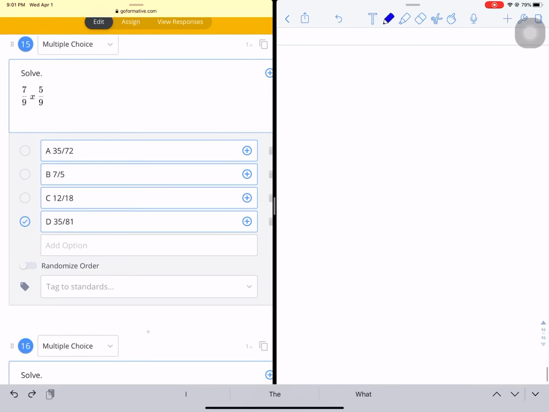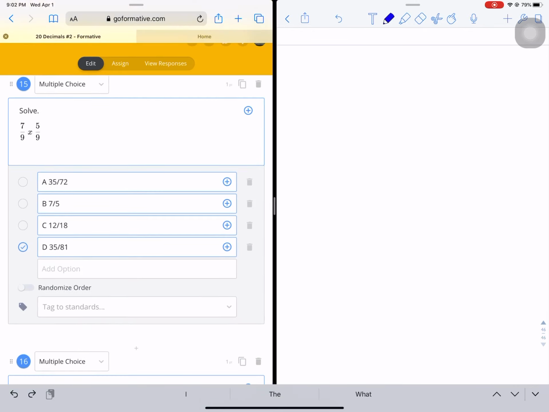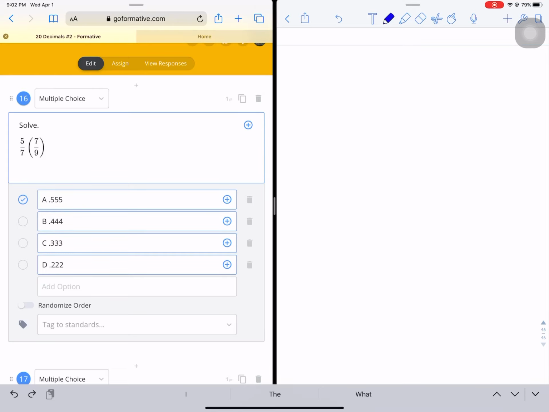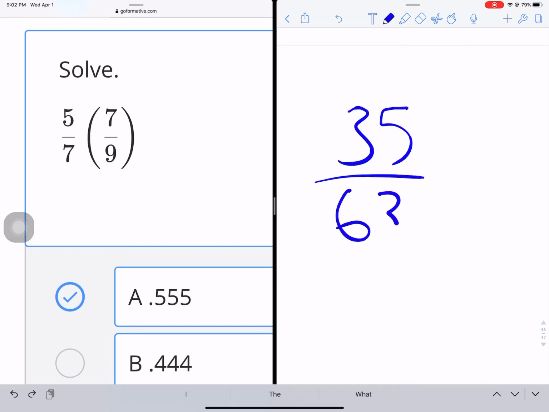Multiplication. We need to multiply straight across. 7 times 5 and then 9 times 9. And that's why that answer is there. Same thing. This is actually multiplication. I don't know if you remember, but parentheses is multiplication. So 5 times 7 on top, 7 times 9 on bottom, gets you a big fraction, something like this. If you throw that in your calculator, 35 divided by 63, it'll spit out that decimal that I'm pointing at.